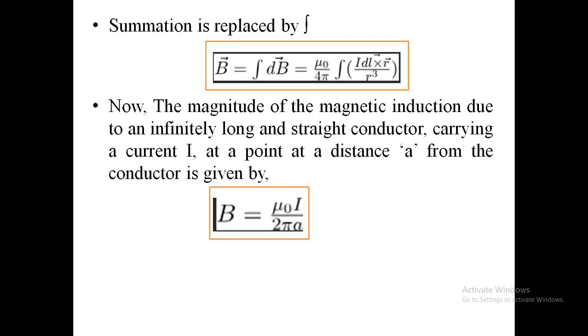Now, the magnitude of the magnetic induction due to an infinitely long and straight conductor carrying a current I at a point at a distance a from the conductor is given as B is equal to mu naught I by 2 pi a.